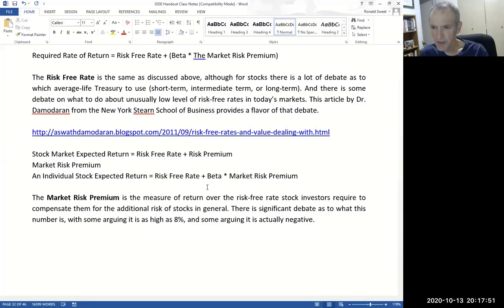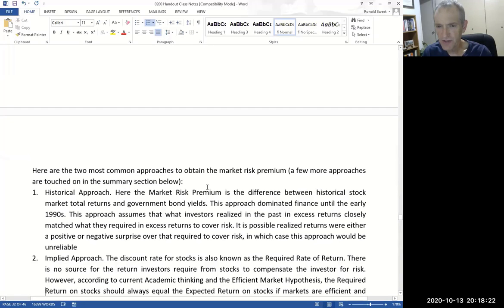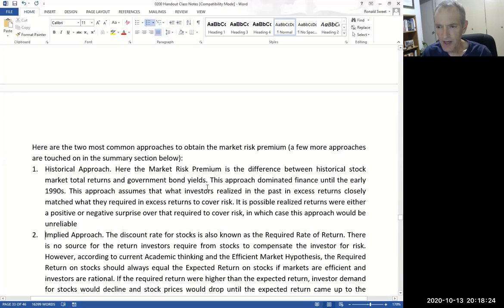The market risk premium is how much extra return you need to induce people to buy stocks. If people don't think the stock market's priced to give them a good return over treasuries, then they'll stop buying stocks, they'll sell their stocks, prices will fall, and the expected return will rise until it's high enough to get people to come back into the stock market. So there's a very efficient market type of argument here. The two most common approaches are the historical approach and the implied approach.